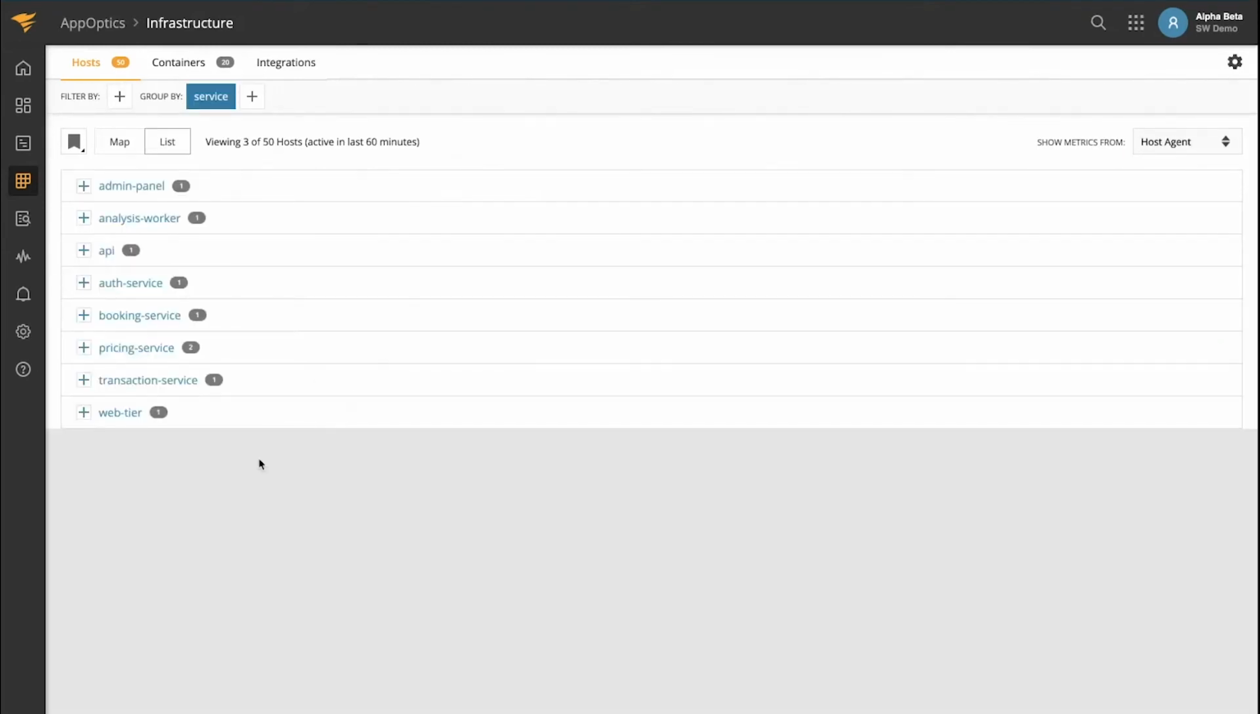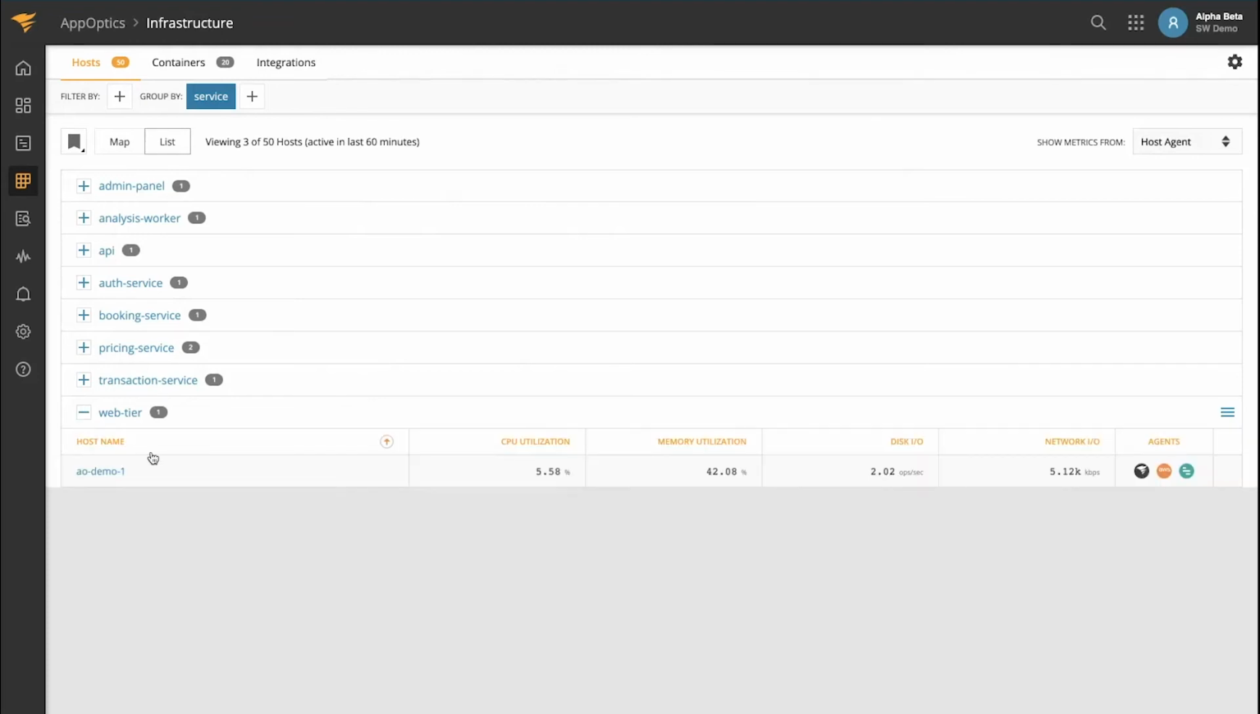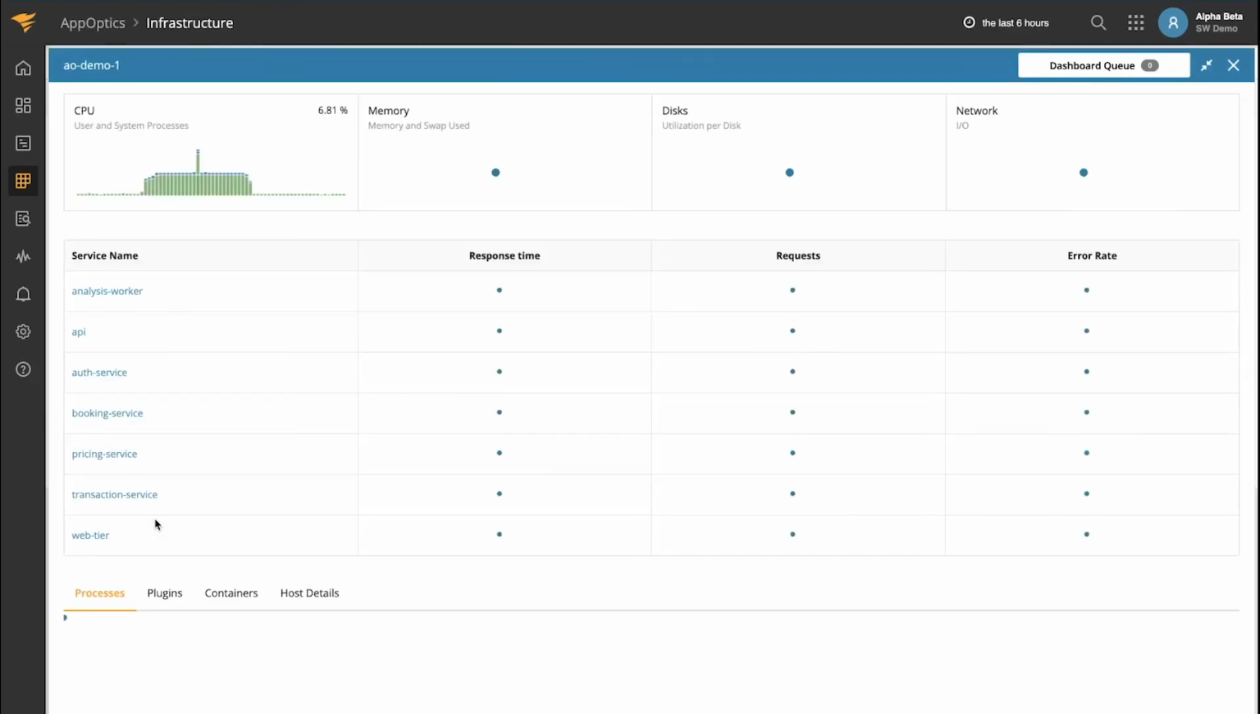So if you remember at the beginning of this call when we were looking at the home page, it said the web tier was slow and there was one host called AODemo1 that had a really high CPU. When we group our infrastructure by service, we can see that there's one host running our web tier service. Actually, right now, it's got 5% CPU, which isn't that bad. Memory utilization at 42%, pretty healthy metrics. We can click on this and see what else this host is doing.